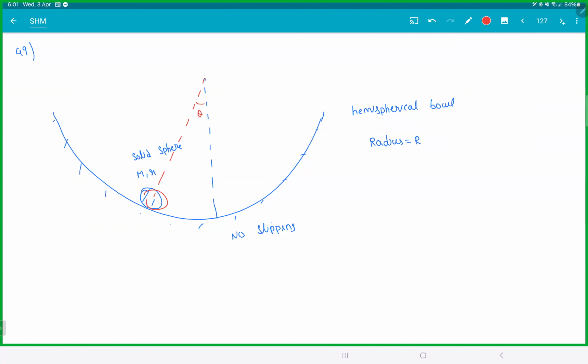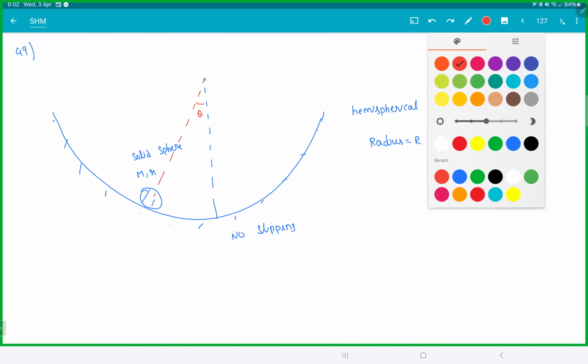So what will happen? This ball will roll like this and go. You getting it? See, if it is smooth, it will go like this, like a pendulum. But here it is not slipping. The ball will roll and go. Able to visualize? And will roll and come back. Find the time period for small oscillations.